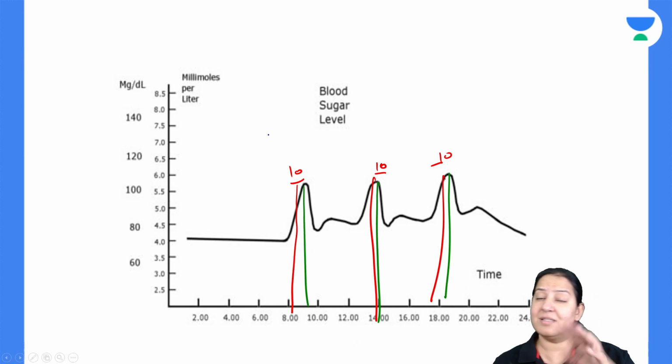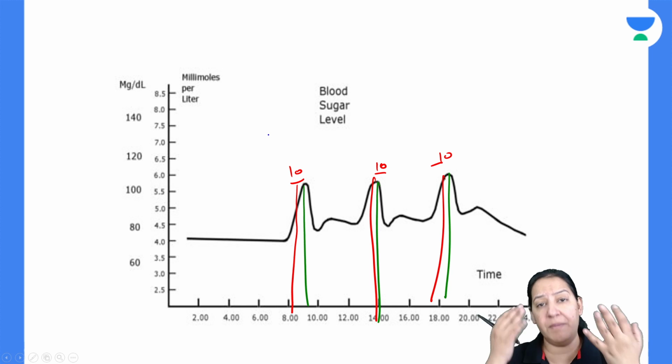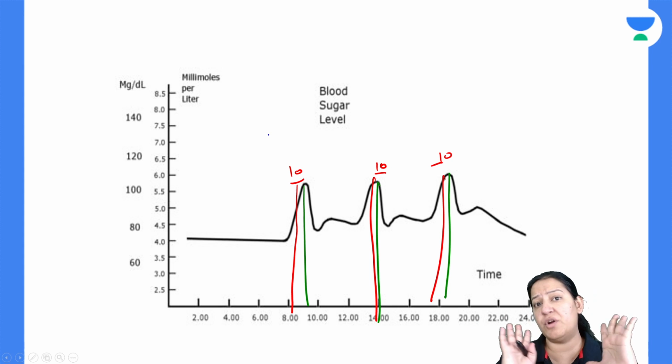And sometimes what happens, just suppose I'm a diabetic person. I'm very busy right now. So here is my lunch. I just started eating it before thinking that, no, I have to take injection of insulin 10 minutes before.